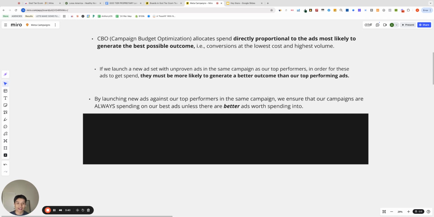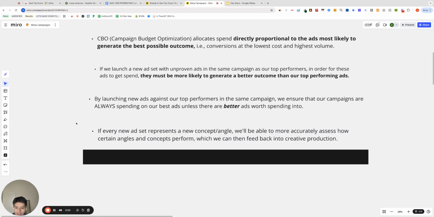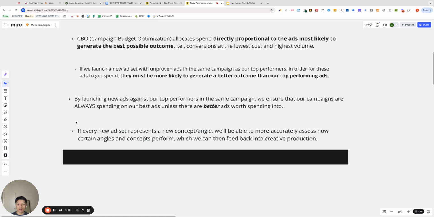And so if we launch new ads against our top performers, then our campaigns are always going to be spending on the best ads unless there are better ads worth spending into. Super simple. And if every new ad set represents a new concept or angle, we'll be able to more accurately assess how certain angles and concepts perform, which we can then feed back into creative production. So if you launch a new ad set with an angle targeting people with sciatica pain from working at their desk all day, right? If that gets a lot of spend and improves campaign performance, then you can identify that as a winning angle and feed it back into creative production.